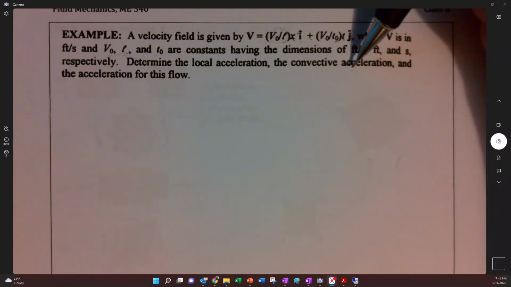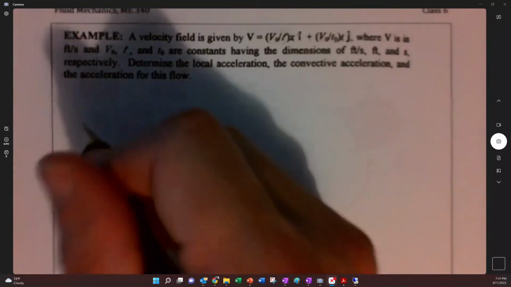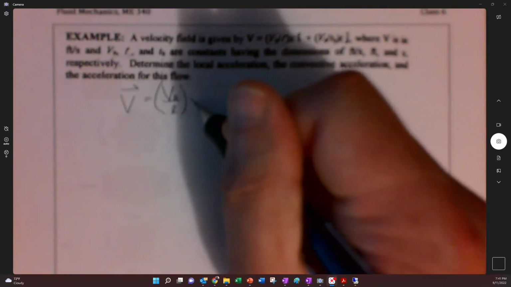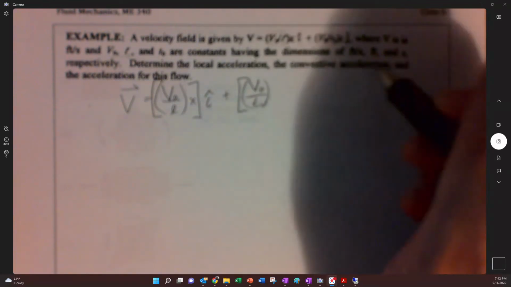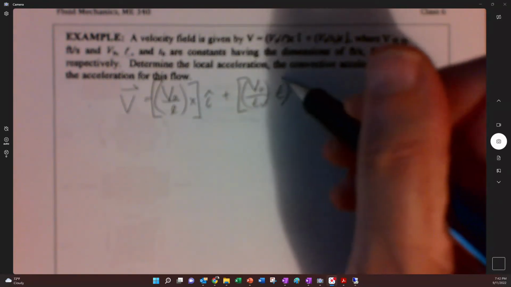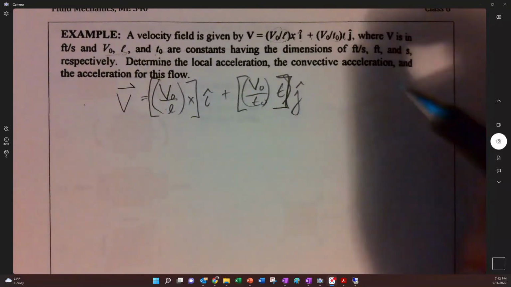And the acceleration for this flow, right? So we want to have the total acceleration, or not the total acceleration, but what's described as. Notably, we could rewrite this vector as divided by L, x in brackets, i plus V0 over T0, and this is times time. Whoop, not that guy right there. Here.